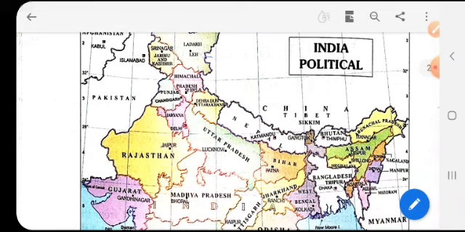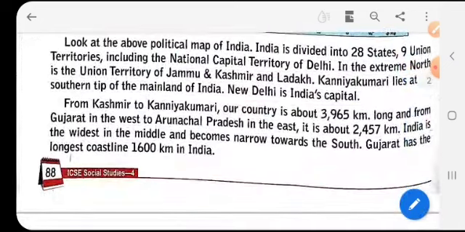Now, this is the political map of our country, where we can see all the states and the union territories along with their capitals. Look at the above political map of India. India is divided into 28 states and 9 union territories, including the National Capital Territory of Delhi. So in India, we have a division of states and union territories.